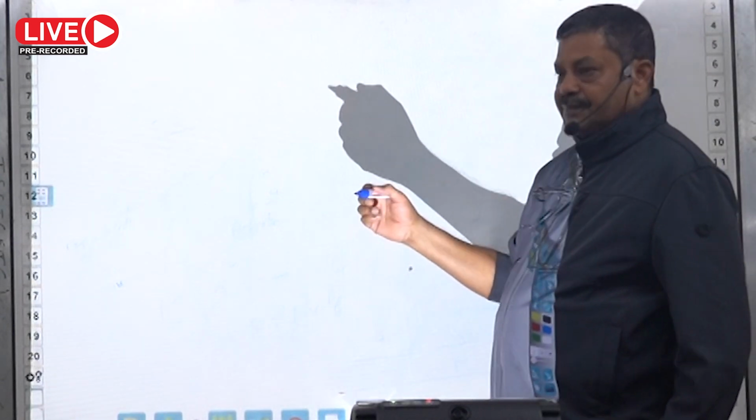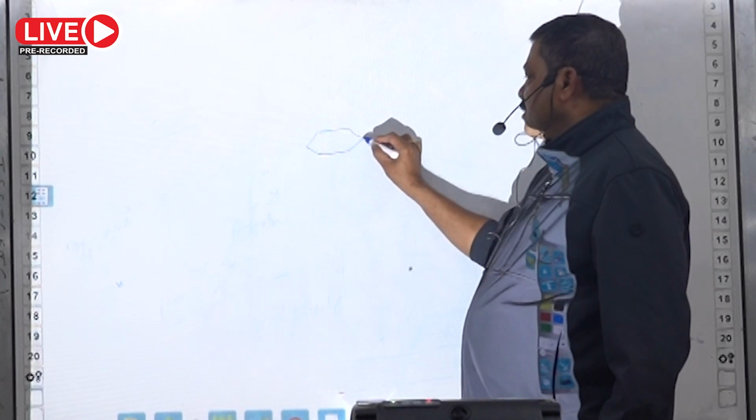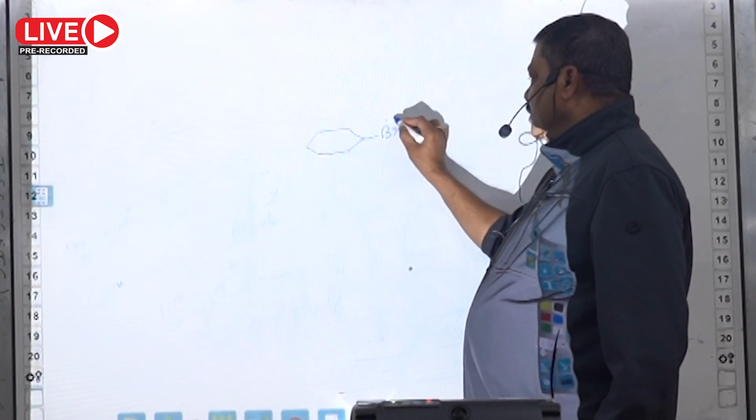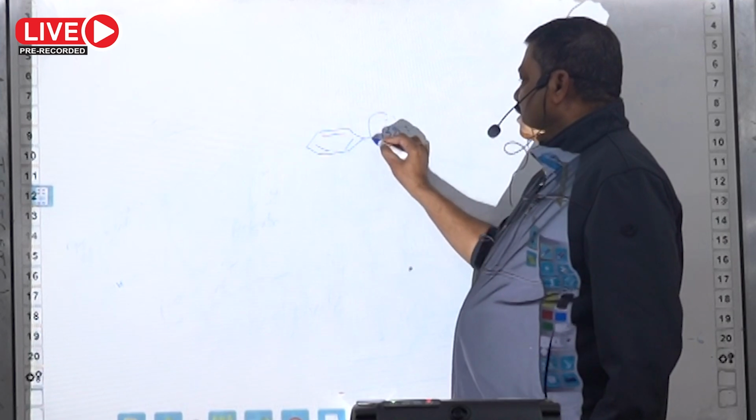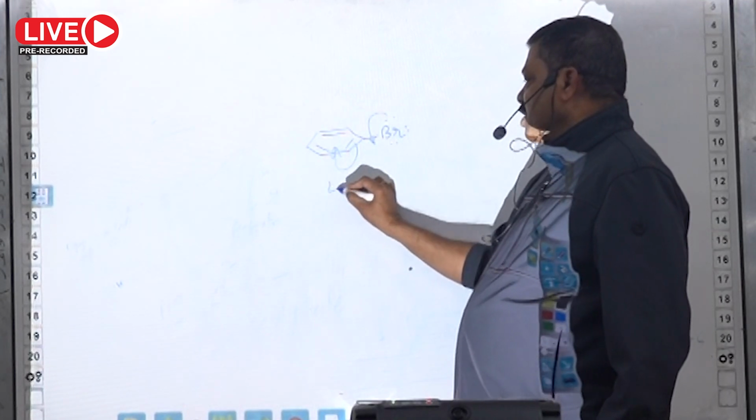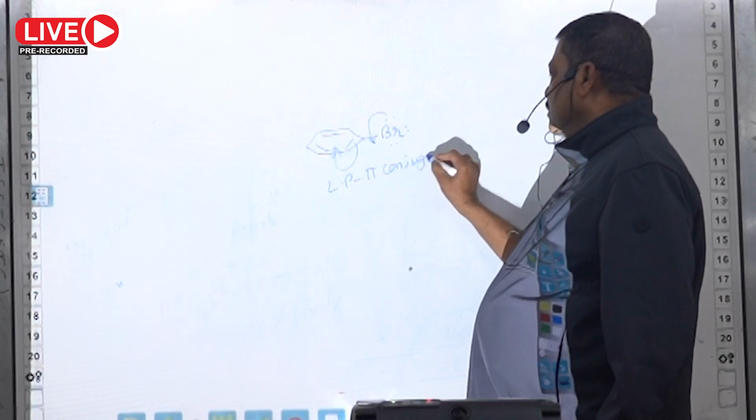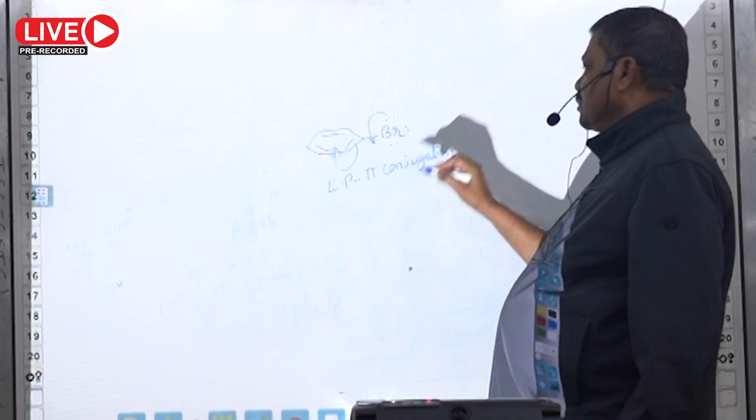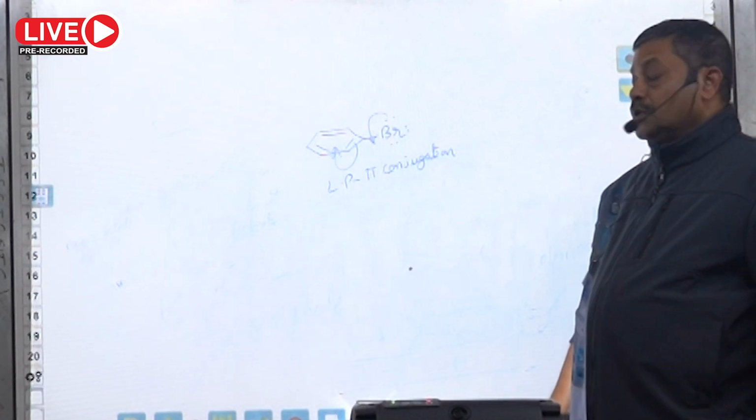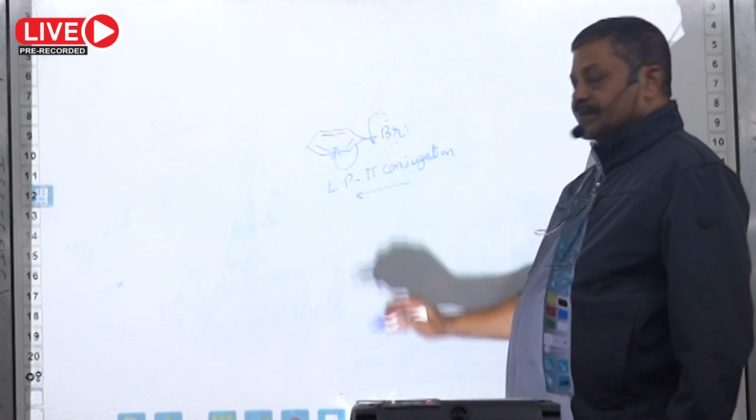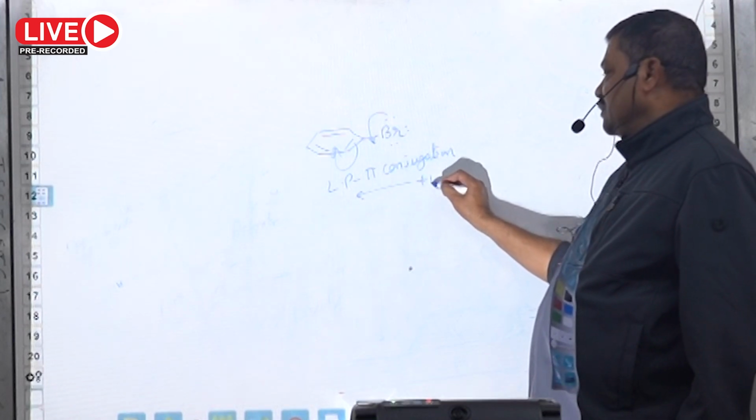So the options given are: one is bromobenzene, actually any halobenzene, lone pair pi conjugation. Lone pair pi conjugation towards the benzene ring is called what? Plus M effect.